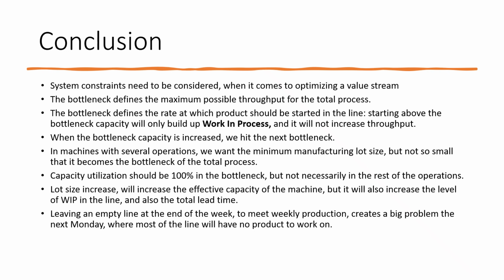In machines with several operations, we want the minimum manufacturing lot size, but not so small that it becomes the bottleneck of the total process. Capacity utilization should be 100% in the bottleneck, but not necessarily in the rest of the operations. Lot size increase will increase the effective capacity of the machine, but it will also increase the level of WIP in the line, and also the total lead time. Leaving an empty line at the end of the week, to meet weekly production, creates a big problem the next Monday, where most of the line will have no product to work on.